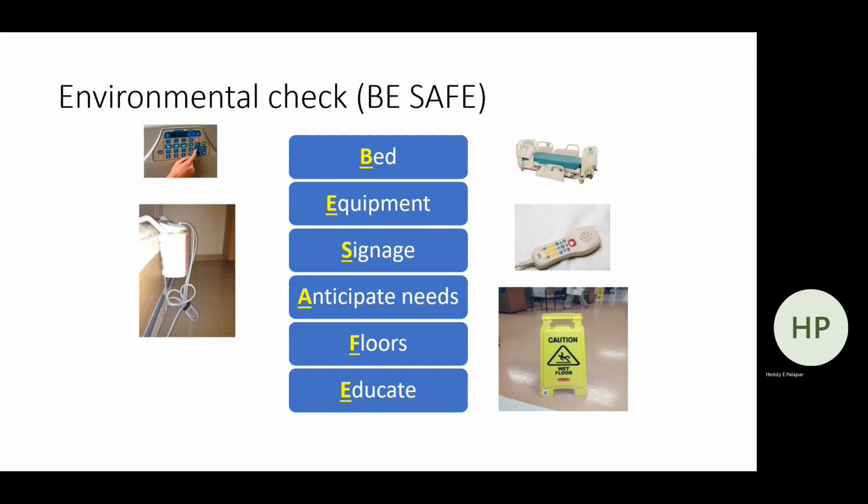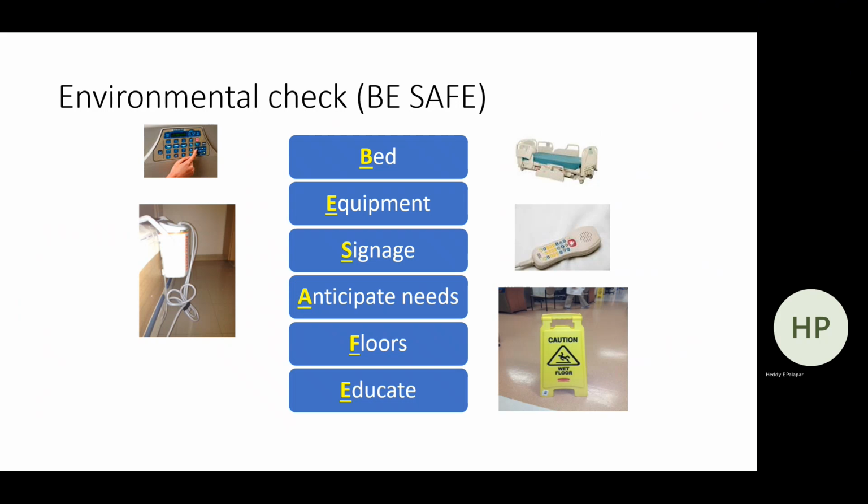Be Safe includes B for beds, which should be locked and in a low position, alarms on, front side rails up. E for equipment. Assure that your patient has a clear path to the bathroom and assisted devices near reach. And please remember that cords should be off the floor at all times. S for signage, such as fall signs and care boards, should be updated to remind patients and staff of potential fall risk. A for anticipate needs. This includes good lighting, call light within reach, proactive restroom breaks, and pain management. Floors should always be dry and free from clutter. E for education, the patient and family at least once a shift.